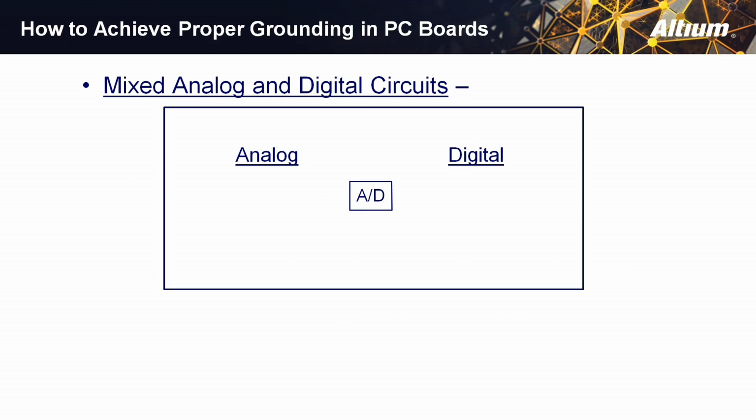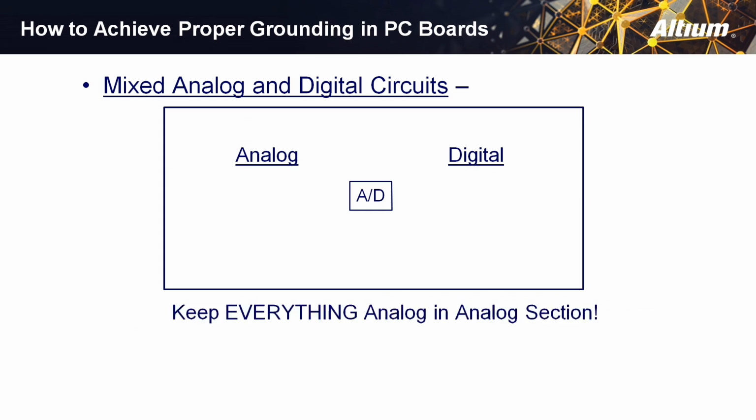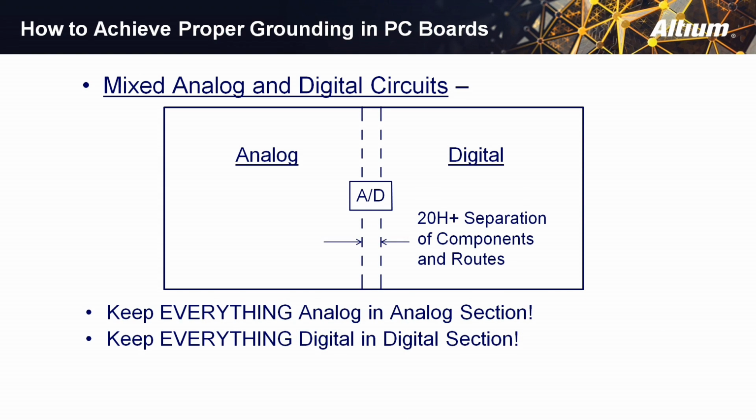One thing to keep in mind, I mentioned analog and digital in their own areas. If you can keep the devices and routes separated by 20 times the distance from the layer 1 signals and components to a plane on layer 2, assuming that you're putting a ground plane on layer 2. And oh, by the way, speaking of good grounding concepts, in your board stack, if you have components and signals on layer 1, layer 2 is ground. That's what good board stack mandates.